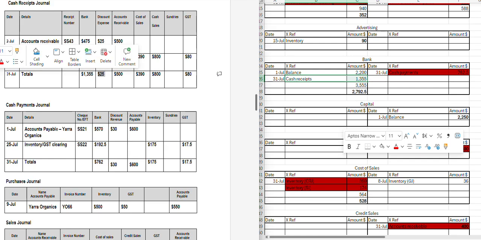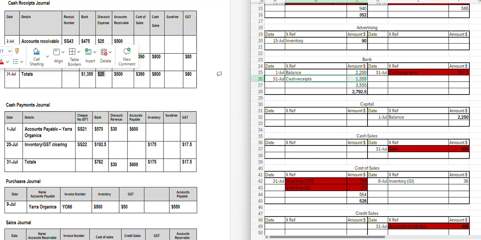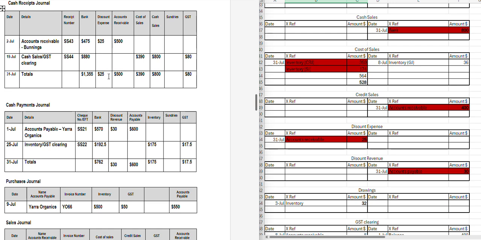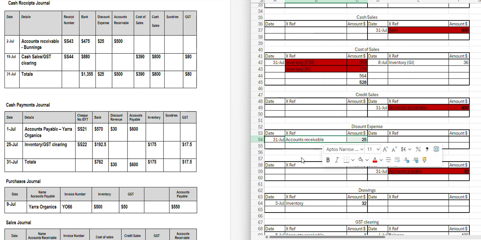$25 in discount expense. So let's go down to our discount ledger. Now, that discount has nothing to do with the bank, sort of. It actually is reducing the amount that we receive from our accounts receivable. So in terms of the cross-reference, we're going to cross-reference this with accounts receivable since it's reducing the amount they owe. It's an expense, so that's why we've done a debit entry.